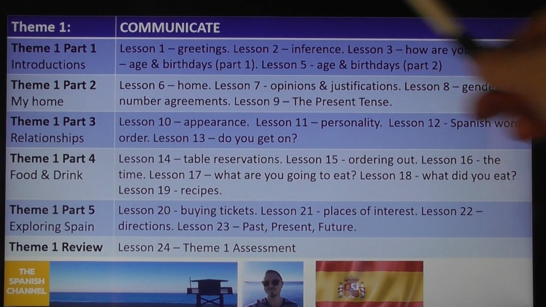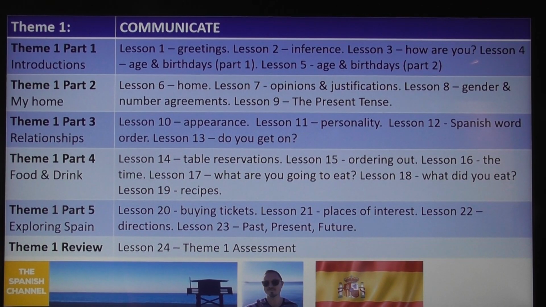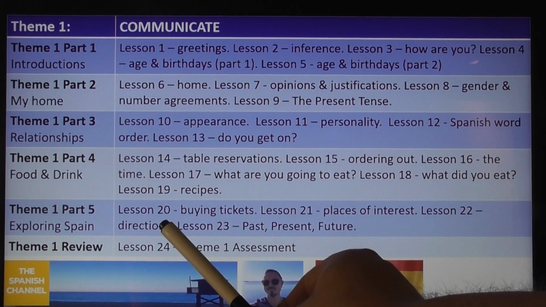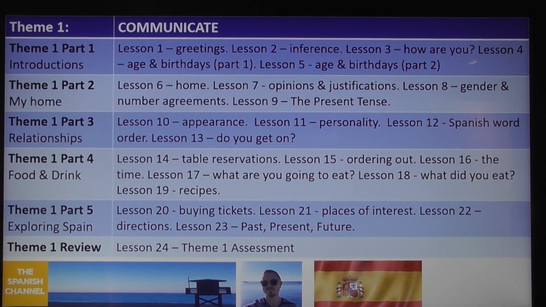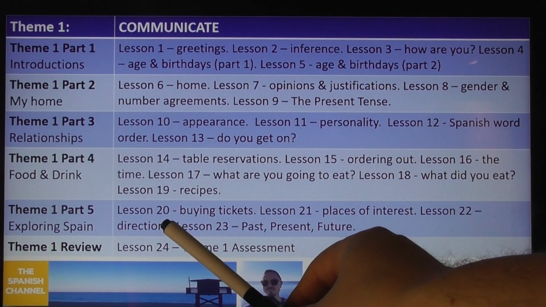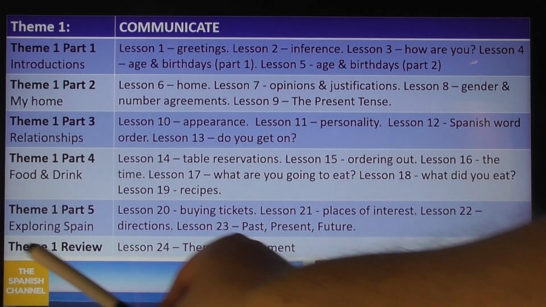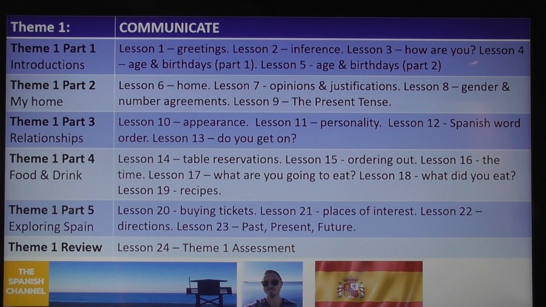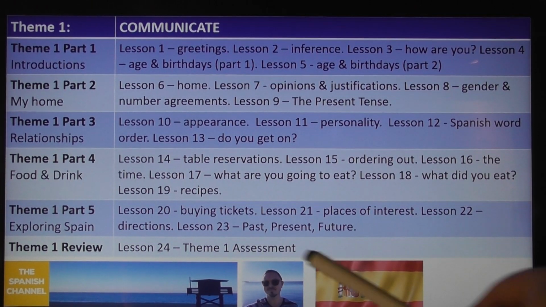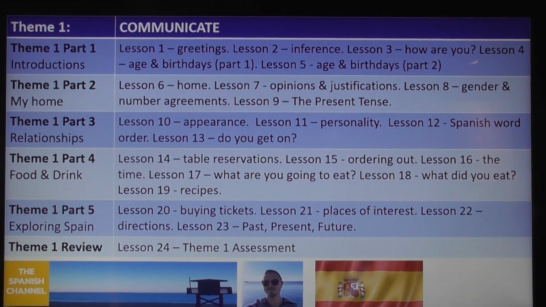Which now brings us completely up to speed. You can see all the lessons that we've covered so far, 19, we're on lesson 20. This is still to do with theme 1, all about how we communicate our messages in Spanish. This is part 5 today, all about exploring Spain. And as you can see, we're going to learn how to buy tickets, talk about places of interest, ask about directions, and then we're going to be revising some tenses.